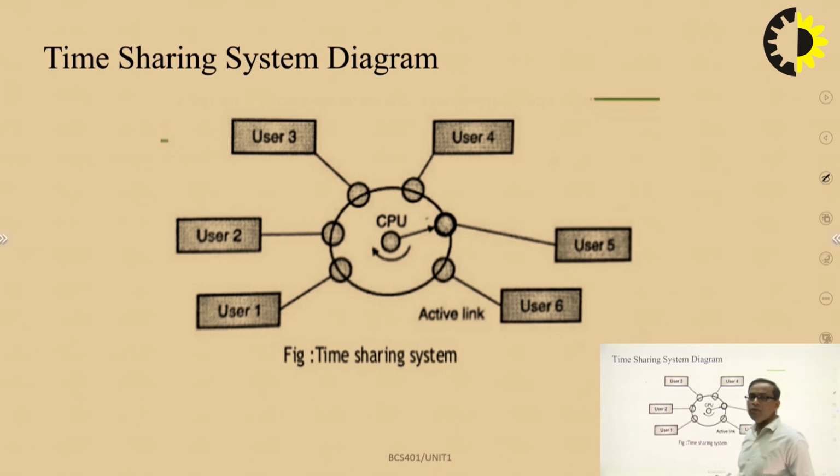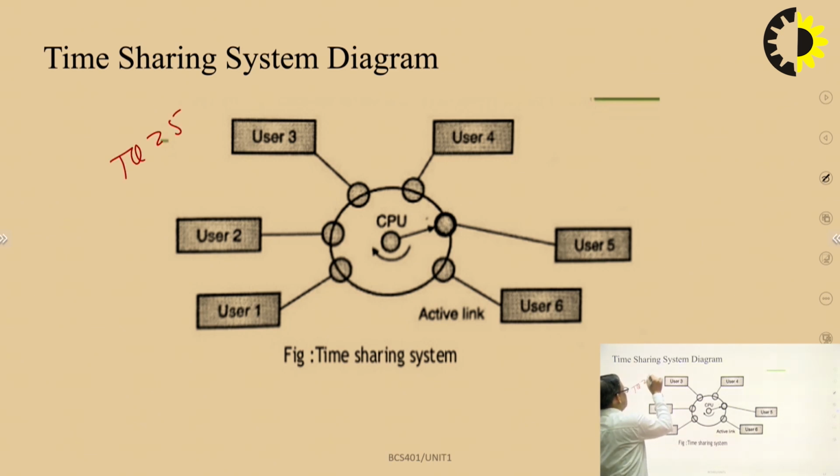Whatever I have defined here about the time sharing system is in context to multiple processes. We can also define the time sharing system in context to the user. Suppose there is a system and more than one user accesses that system. They use that system. So what happens? Whatever the value of the time quantum, that particular time will be shared among each user.